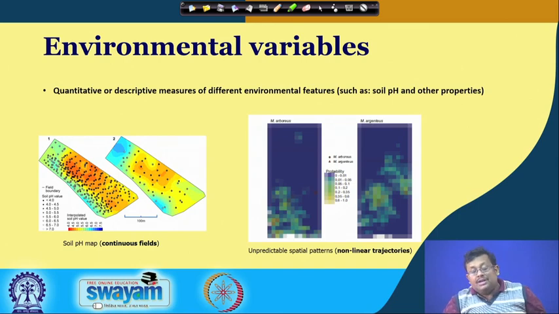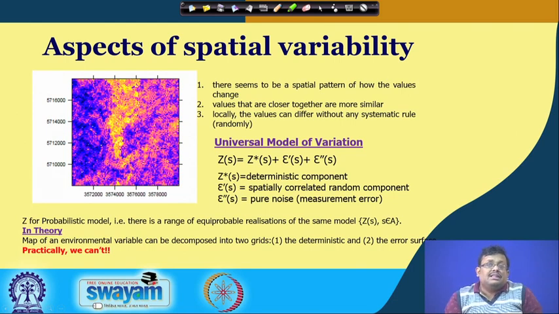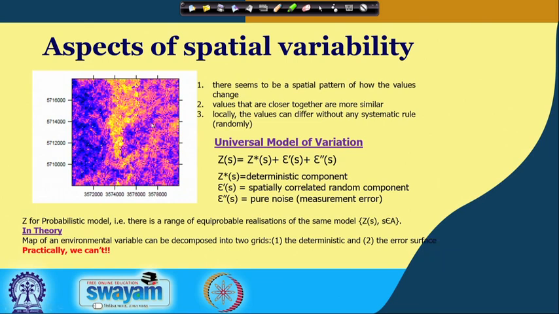So, these are basically non-linear trajectories, and these non-linear trajectories create several problems for geostatistical interpolations. So, let us see what the aspects of spatial variability are. If you see, this is a study area, and in this study area you can see there are types of shades: one is yellow, another is red, another is green, another is blue. You can draw three inferences from this graph.